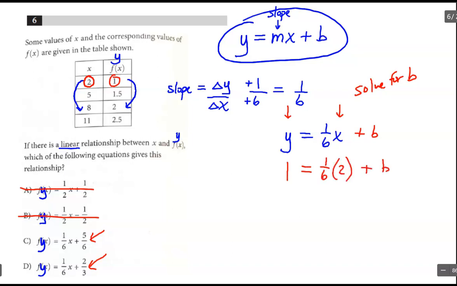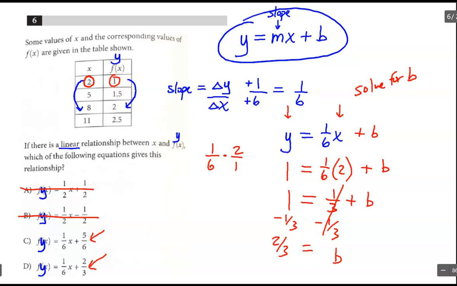And I'm then going to figure out what this b is over here. So let's finish the equation. 1 equals, well, 1/6 times 2 is really just 2 over 1, and I can multiply straight across and get 2/6 or 1/3 plus b. And then to figure out what b is, I need to minus that 1/3 from both sides. And I get b equals 2/3. So the correct answer here is going to be D.